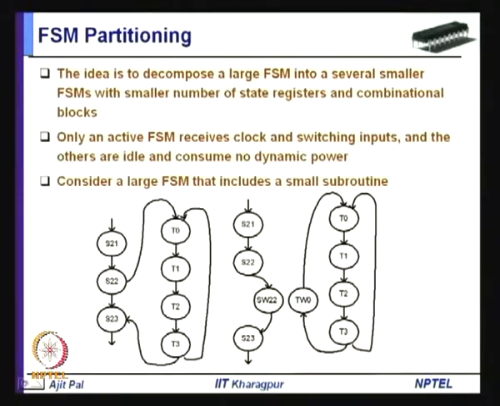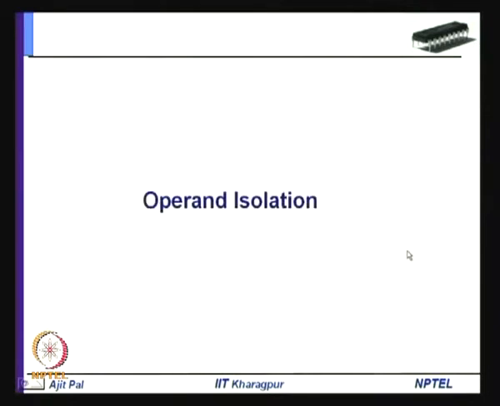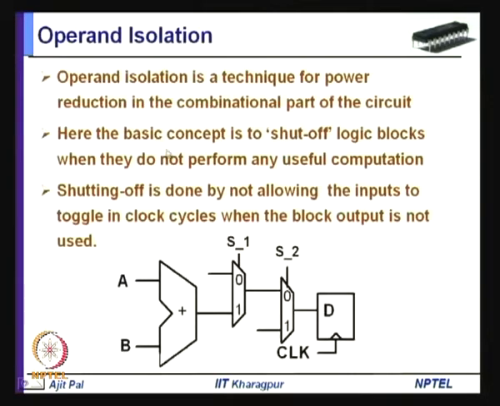So, we have discussed FSM partitioning, and this is the third technique that can be used in the synthesis of finite state machines to reduce switching activity. Now, we shall consider another very important concept that is used to reduce switching activity, that is called operand isolation. What is operand isolation? Operand isolation is a technique for power reduction in the combinational part of the circuit. So, in a combinational part of a circuit, you can reduce power dissipation.